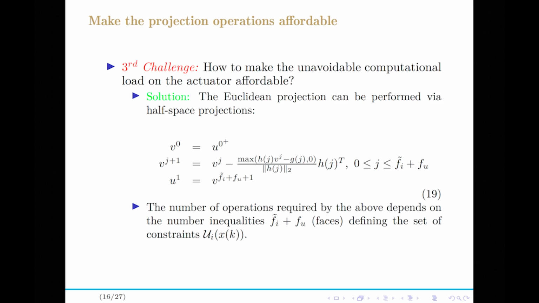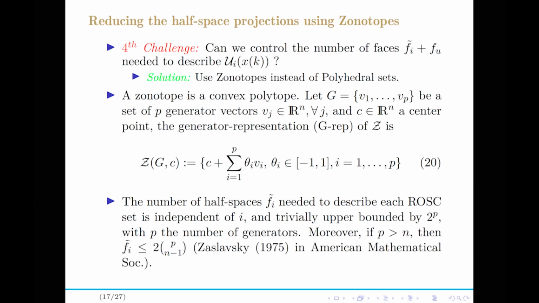in which the number of operations required to do the projection depends on the number of inequalities we need to describe the set of constraints, which in this case is f tilde I plus fu, the number of faces we have for this set. Now the question is, can we control the number of faces, which means f tilde I plus fu, to describe the set UI or not? The solution is using a zonotope instead of a polyhedral set.